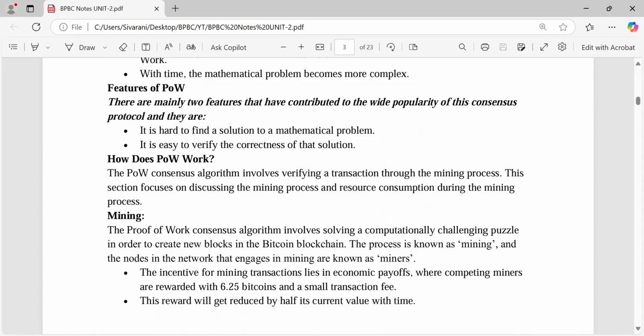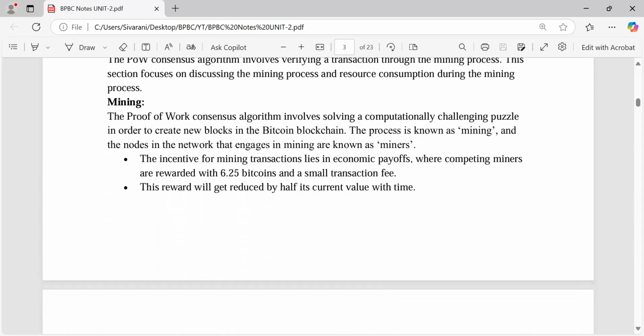Who engages in the mining process? We call them miners. The miners get incentives like economic payoffs. Otherwise, they are rewarded some bitcoins and a small transaction fee. The reward is reduced by half of its current value with time. So this is the mining process.